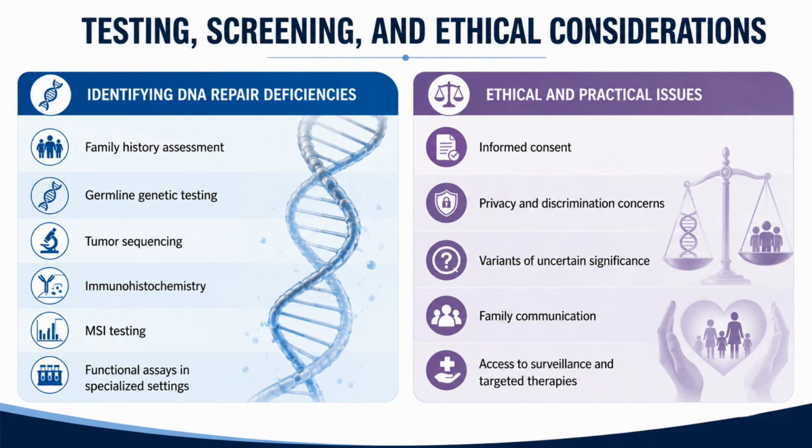Next, we move to germline genetic testing to look for inherited mutations, followed by tumor sequencing to evaluate somatic changes directly within the cancer cells. We also utilize immunohistochemistry to check for the presence or absence of key DNA repair proteins, MSI testing to find genomic hypermutability, and specialized functional assays in specialized settings.